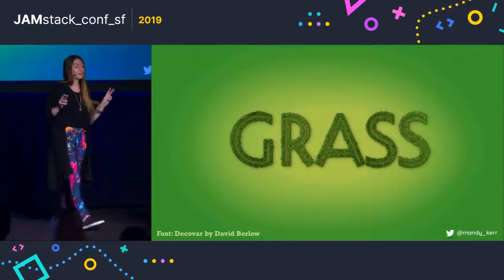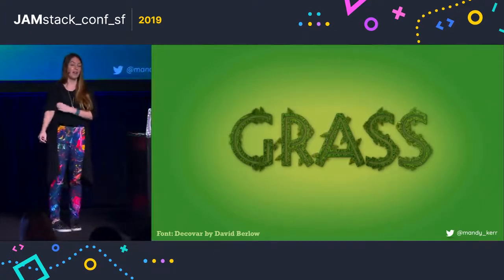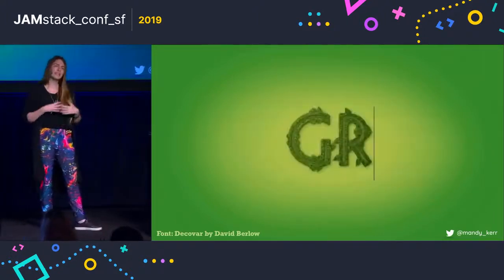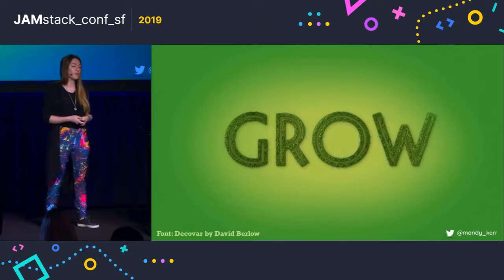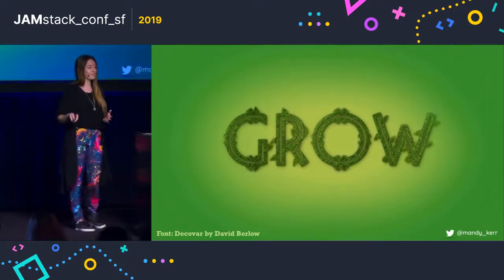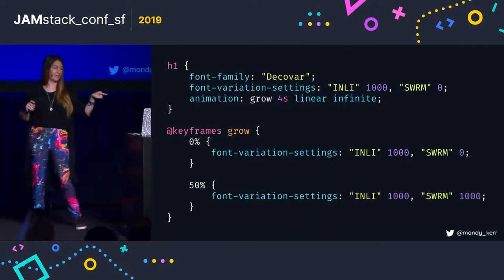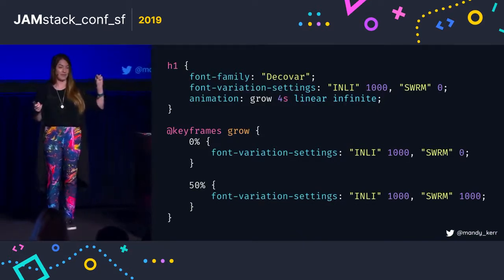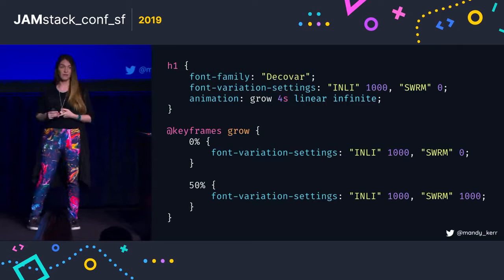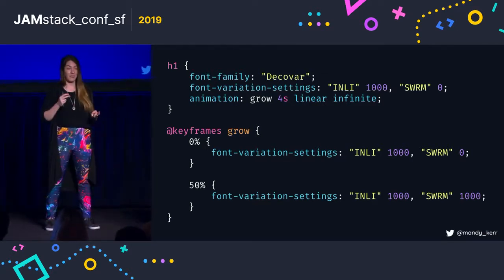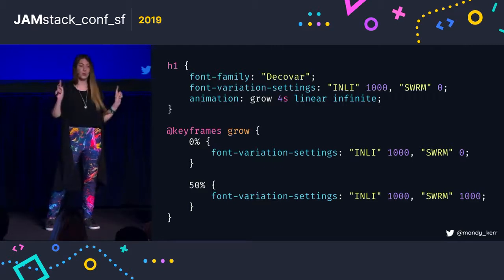And I love this example. It was the second demo that I ever made. And what I think is really great about it is it shows the possibilities of really interesting things that we can do with variable fonts. And we can do these things with a little bit of CSS. This specifically is how I made it. I have my variable font Decovar by David Berlow. I have an animation property, a keyframe animation, 2 axes.